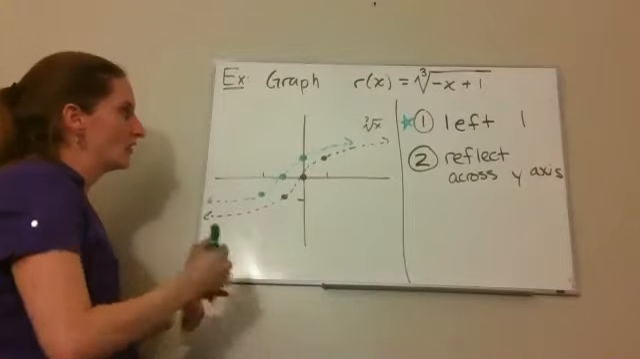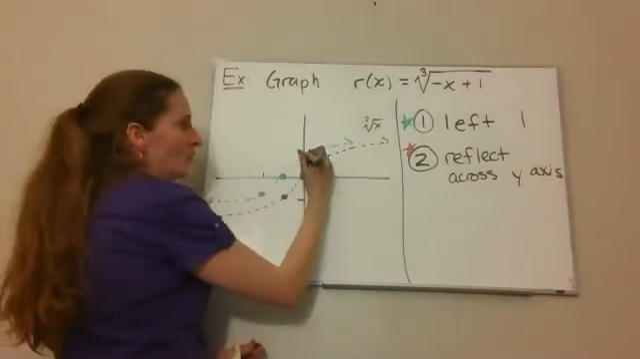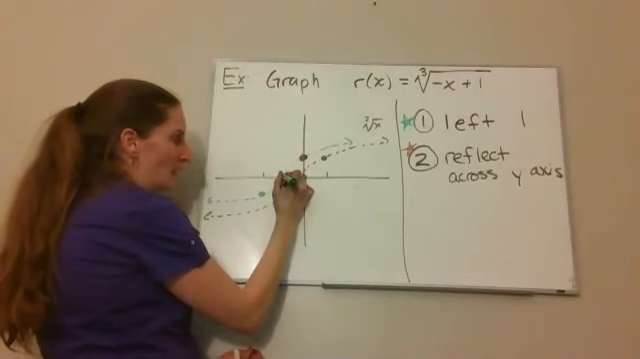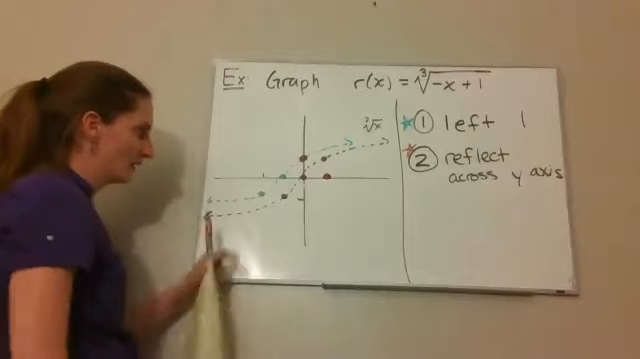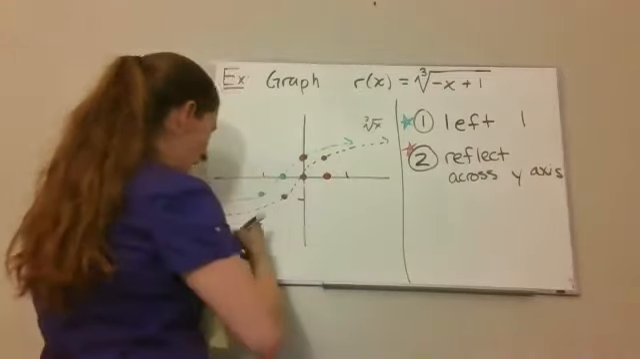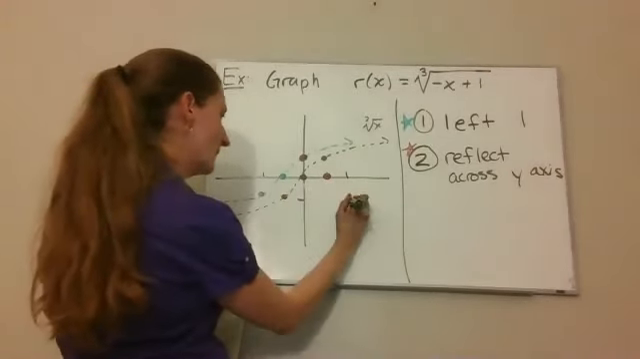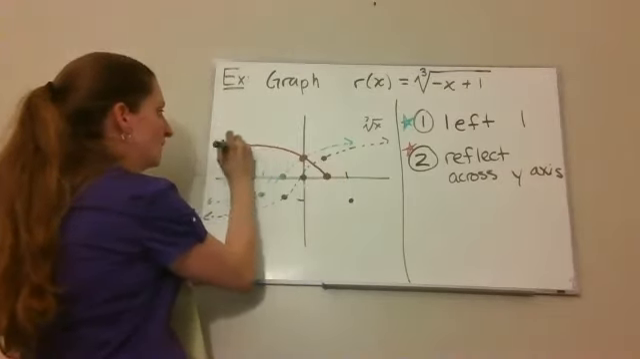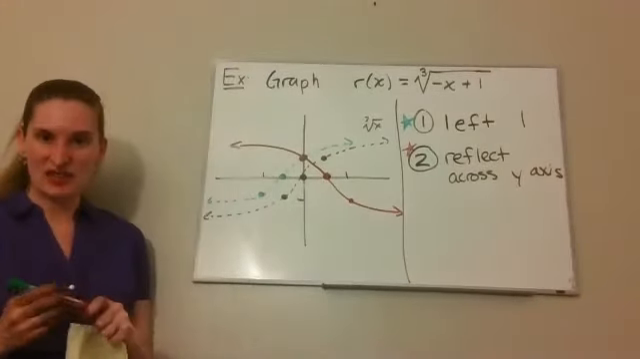Now I get to do my other transformation, reflect across the y-axis. So this point that's on the y-axis is going to stay there. And then the points that were on the left side are now over on the right side. And this guy as well was on the left side at -2, and it's going to reflect across to be over at +2. And we get that shape over there.